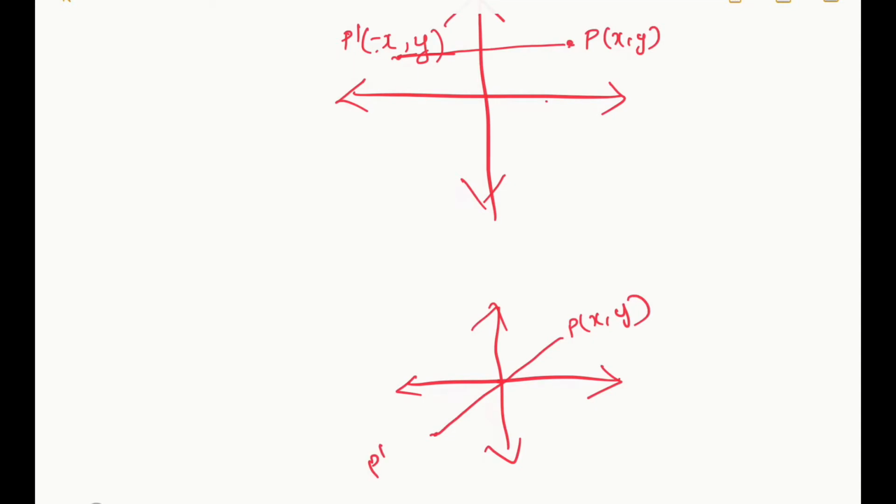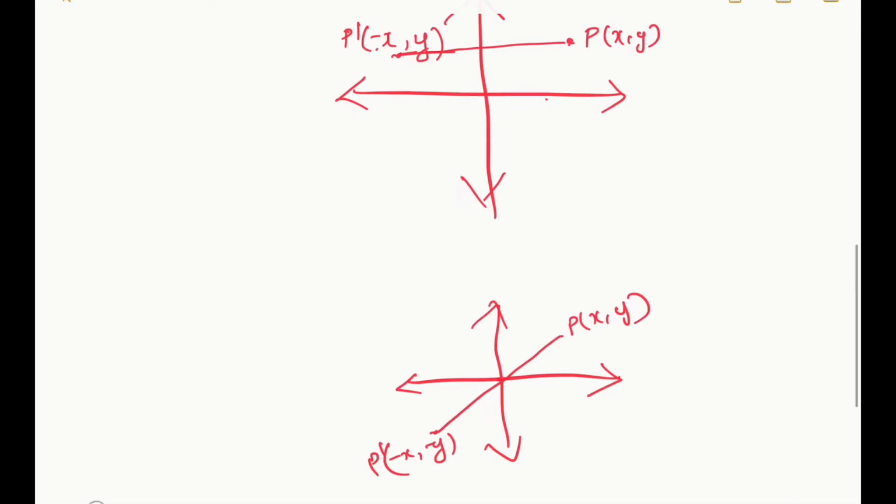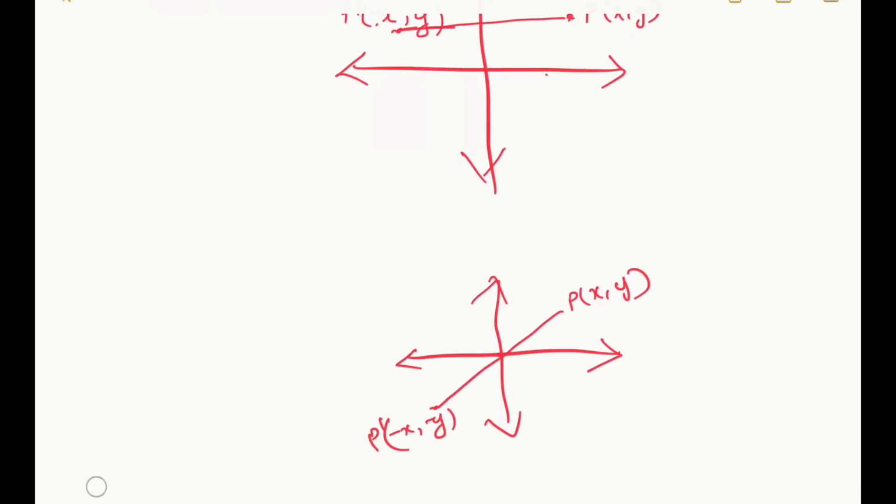Your x will become minus x and your y will become minus y. So, note down these things. Whenever your reflection is in the x-axis, the sign of the y changes. Okay? Whenever your reflection is in the y-axis, the sign of the x changes. Similarly, whenever the reflection is in the origin, both x and y change.